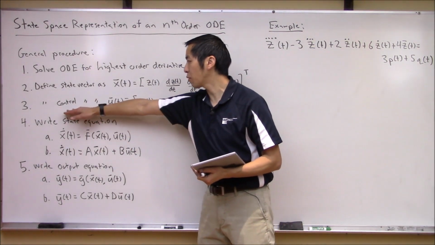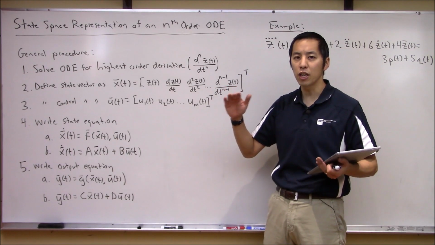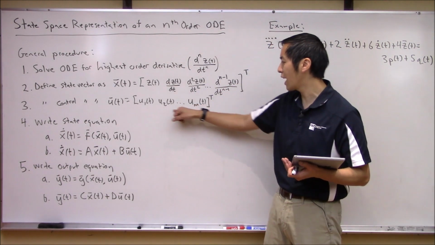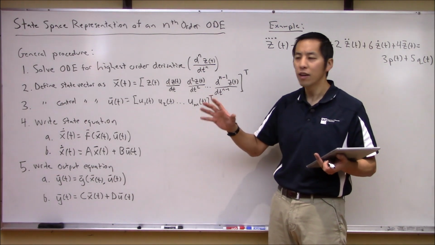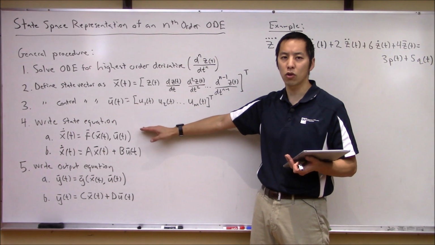Then once you do that, step 3 is you're going to define the control vector as, again, just stack up all of the different independent inputs or external inputs to this system, or the control inputs. There should be m of them, right? You put those all up in the control vector. And then once you have those two defined, step 4 is you basically just write the state equation down.